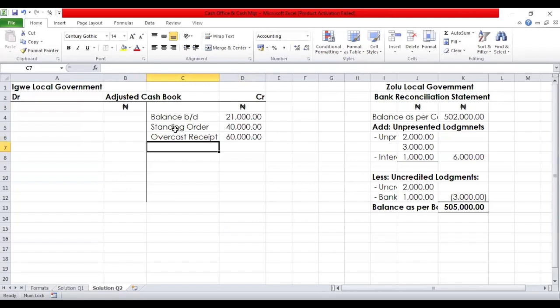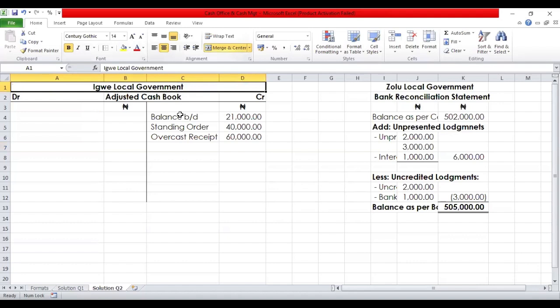The next one. E, 130,000 naira drawn from the deposit account had been shown in the cash book as withdrawal from the current account. Now, what type of error is that? I've explained those errors today. What type of error?